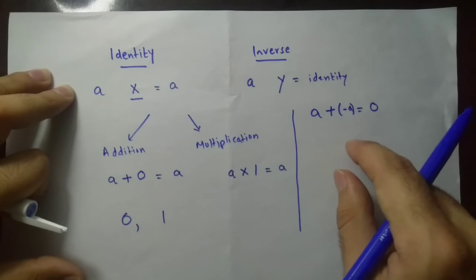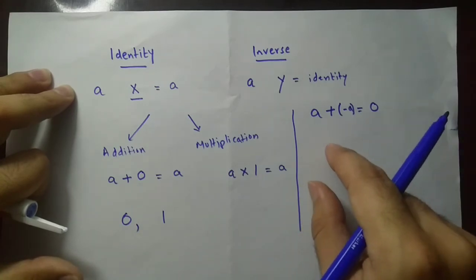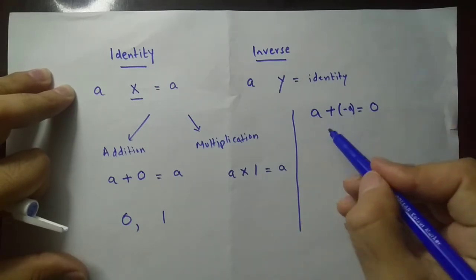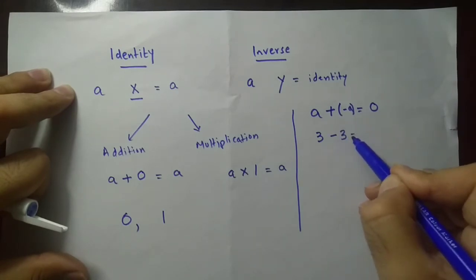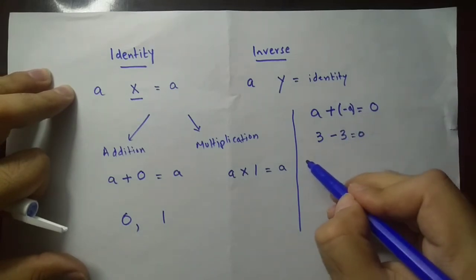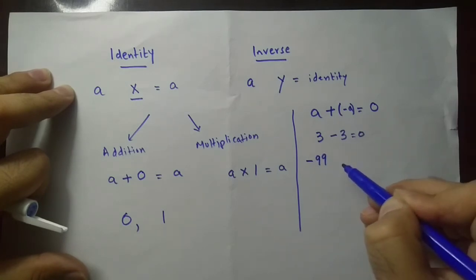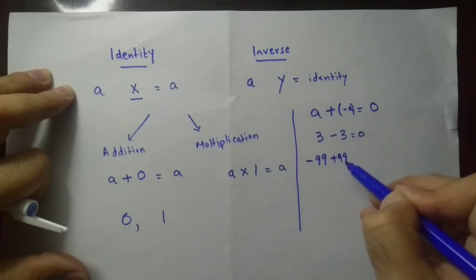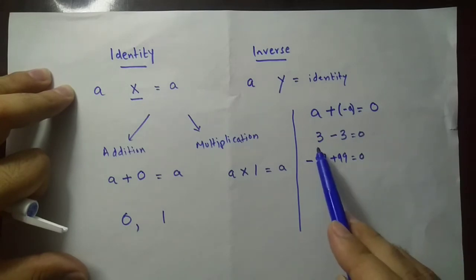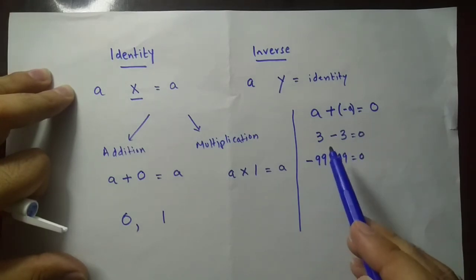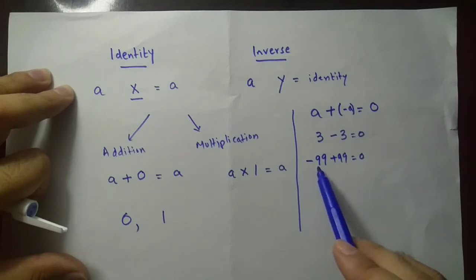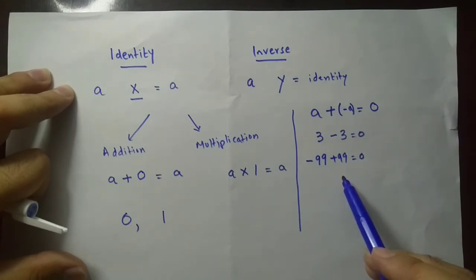Any number, 2 minus 2 is equal to 0. Negative 1 plus 1 equals 0. So let's say 3. So the other number should be negative 3, to give 0. Or negative 99: you should add positive 99 in order to get 0. So 3 and negative 3 are basically additive inverses of each other. Negative 99 and positive 99 are additive inverses of each other.